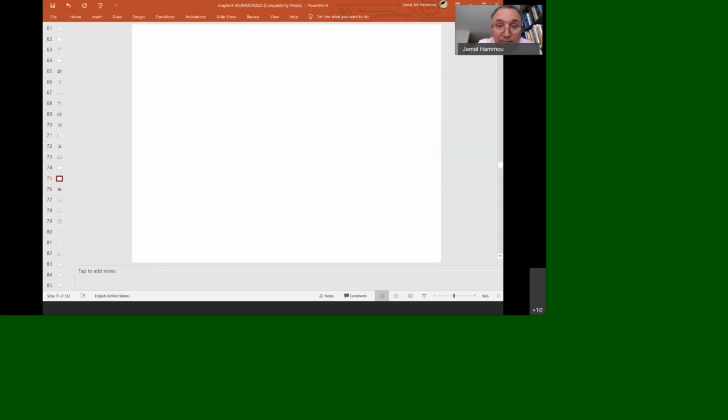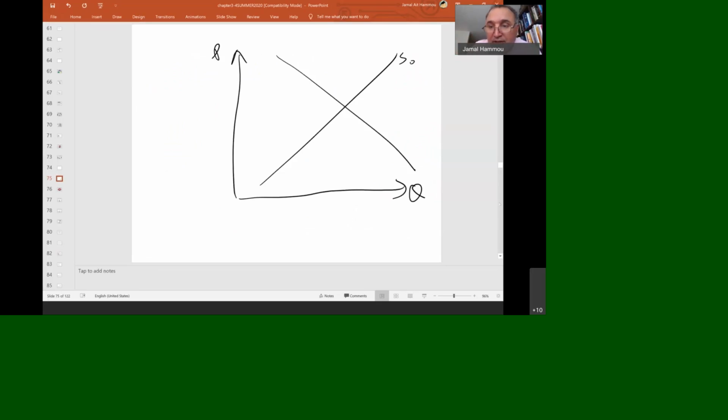So I have the price and the quantity. You have the supply curve S, and I have the demand curve D0. I always know the equilibrium is the intersection between these two. This is the equilibrium price, and this is the equilibrium quantity. At the price PE, QD equals QS.